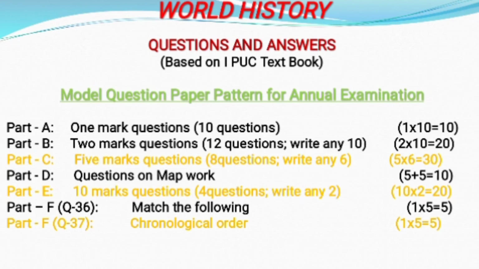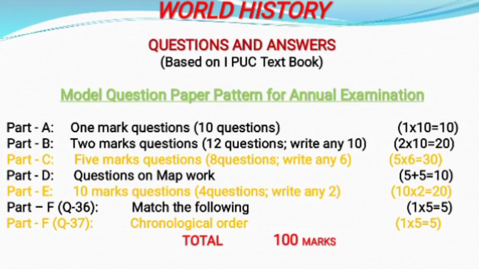In this way, 1 mark 10 questions, 2 marks 10 questions, 5 marks 6 questions, from map 5 plus 5, 10, for 10 marks 2 questions, 5 marks for match the following and 5 marks for chronological order. Total 100 marks, maximum 100 marks. Of course, in every question paper, a total of 160 marks of questions are there. 60 marks of questions are choice for you. So, you should attempt 100 marks.